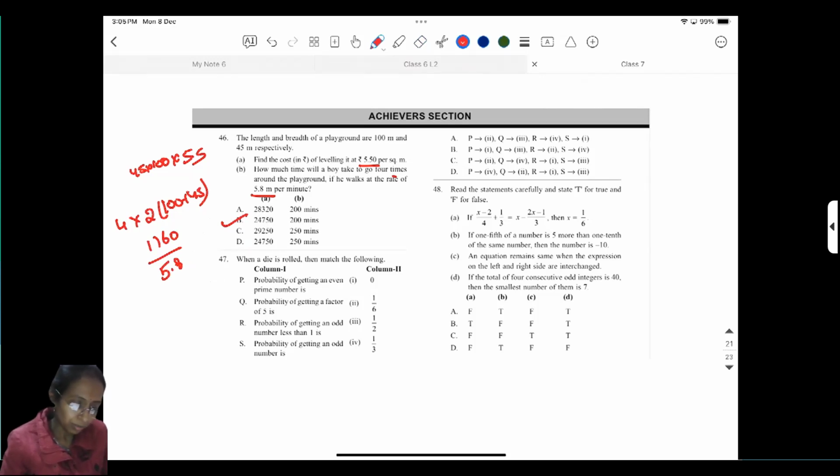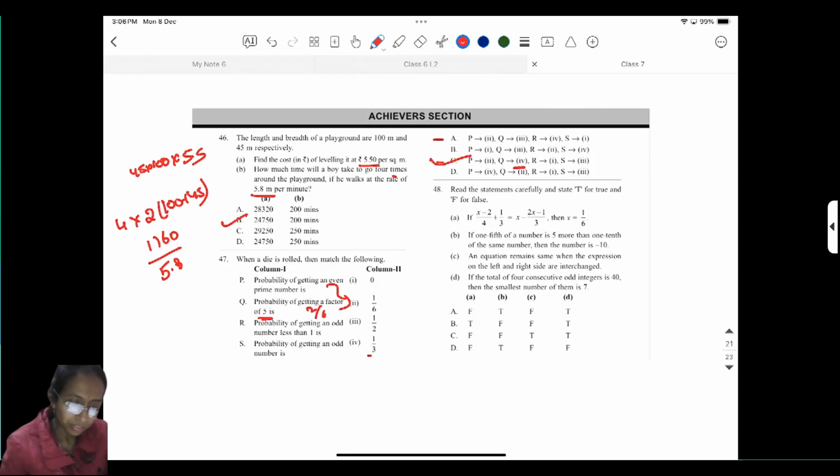Now 47th, probability of getting an even prime number. A dice is rolled. So the only even prime number is 2, so 1 by 6. That means for P, the part is 2, which is in C option and in A option. Now the difference is Q. Yes, the probability of getting a factor of 5. The factors of 5 are 1 and 5, right? So 2 possibilities are there. So 2 by 6, that means 1/3. So the value of Q is 4. So C is the option.